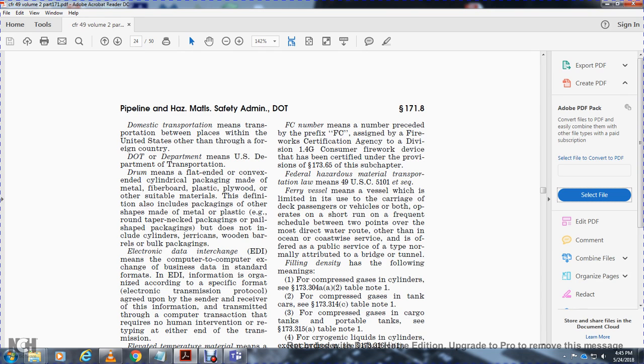Ferry vessel means a vessel which is limited in use to the carriage of deck passengers or vehicles, or both, operates on a short run on a frequent schedule between two points over the most direct water route, other than in ocean or coastwise service, and is offered as a public service of a type normally attributed to a bridge or tunnel.